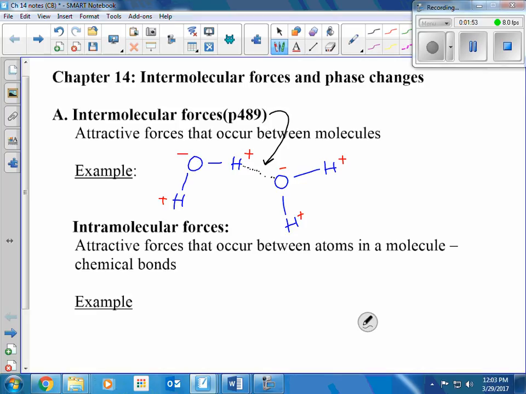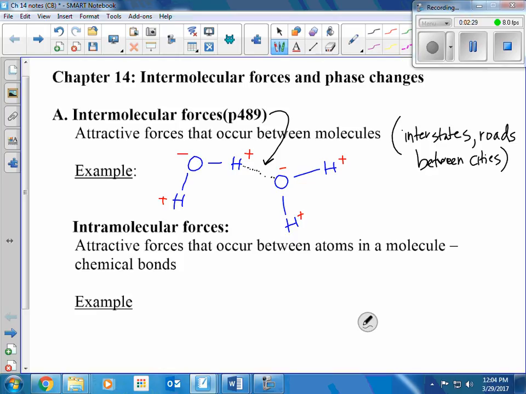What is the force that occurs between molecules? So a simple little way to remember this is that you need to think about our interstates. Our interstates are roads between cities. So those roads between cities that connect our nation, that's an intermolecular force. It's that force between the molecules. Think of it as the roads between cities.